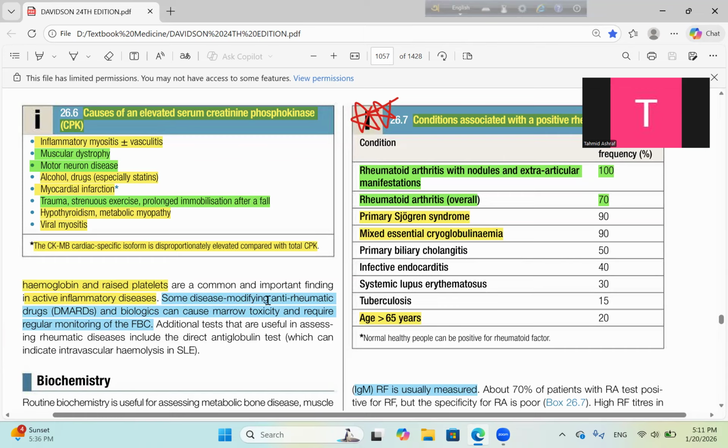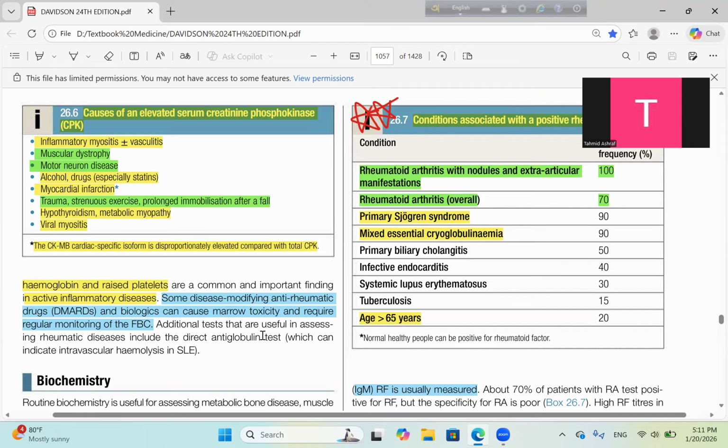Increased platelet count is called thrombocytosis. Some disease modifying anti-rheumatic drugs, typically called DMARDs, and biologics can cause marrow toxicity. Marrow toxicity means toxic to the bone marrow. Bone marrow is the site from where all blood cells are synthesized. So in bone marrow toxicity, there will be reduced count of all kinds of blood cells and require regular monitoring of the full blood count.